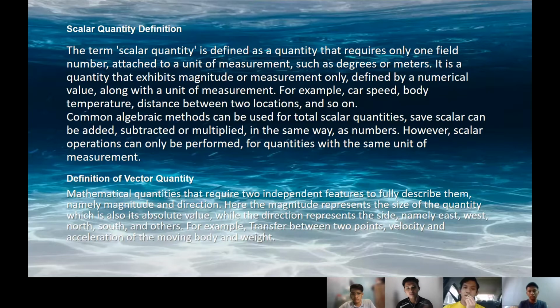The definition of vector quantity: mathematical quantities with two independent features to fully describe them, namely magnitude and direction. Here the magnitude represents the size of the quantity, which is also its absolute value, while the direction represents the side, namely east, west, north, south, and others. For example, transfer between two points, velocity and acceleration of a moving body, and weight.